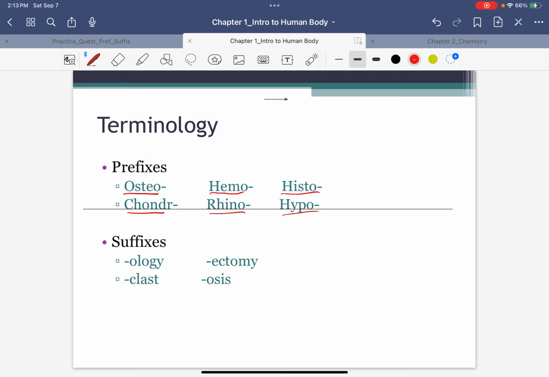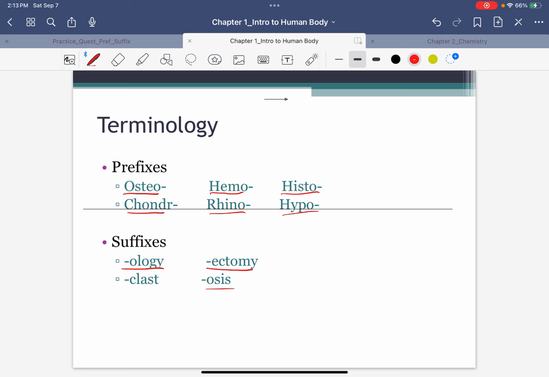You don't need to memorize these. I'm just trying to encourage you as you learn these to start being able to break words down. And the same thing can be said for suffixes. Ology means study of. Biology, study of living things. Ectomy means removal. Appendectomy, removal of the appendix. Osis means condition.